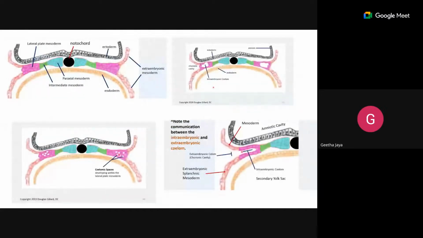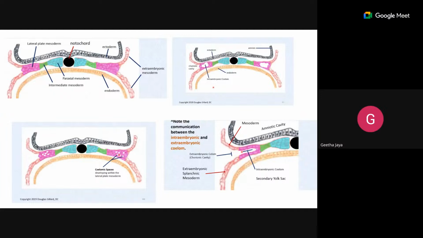So what happens to the intermediate mesoderm, lateral to the paraxial mesoderm? I have already said it develops into the sex glands and the kidneys. What about the lateral plate mesoderm? This lateral plate mesoderm is continuous on the sides, outside the embryonic disc, with the extraembryonic mesoderm.